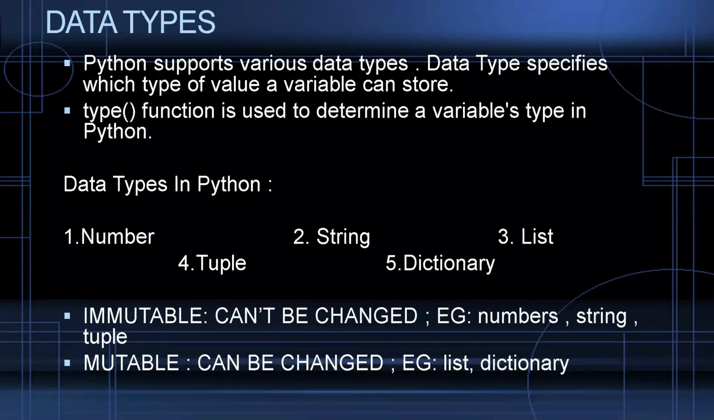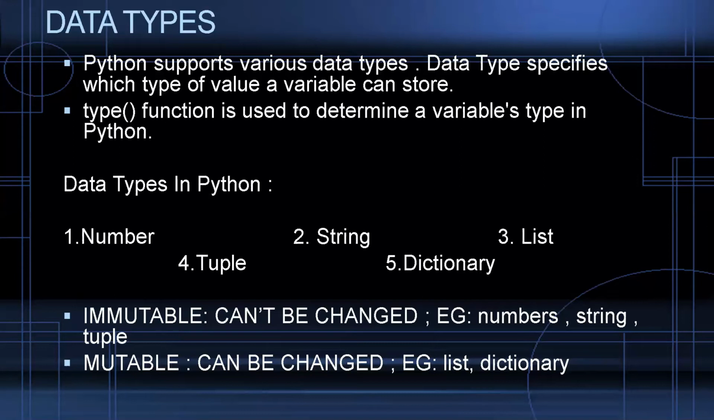There are two types into which data types can be classified. They are immutable type and mutable type. In immutable type, the data type cannot be changed, for example, numbers, string, tuple, etc. And in the second one, that is mutable type, the data type can be changed, for example, list, dictionary, etc.